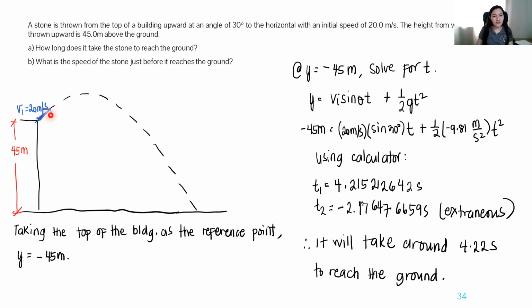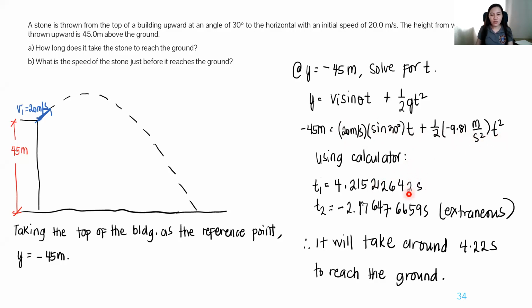So how long will it take for the stone to reach the ground? The vertical distance of the stone would now be 45 meters below the top of the building, so it is negative 45. We again use the formula that we have used in the previous problems, which relates the vertical distance, the time, the initial velocity, and the launch angle. So negative 45 meters equals our initial velocity, sine of the launch angle, times t, plus 1/2 times negative 9.81 meters per second squared times t squared.